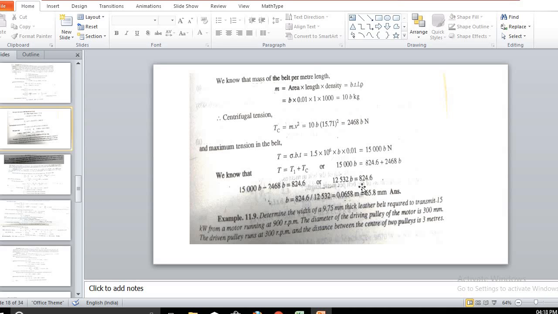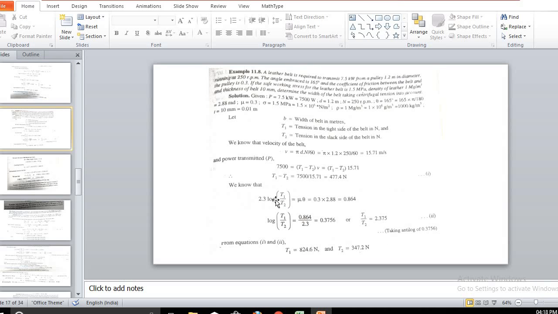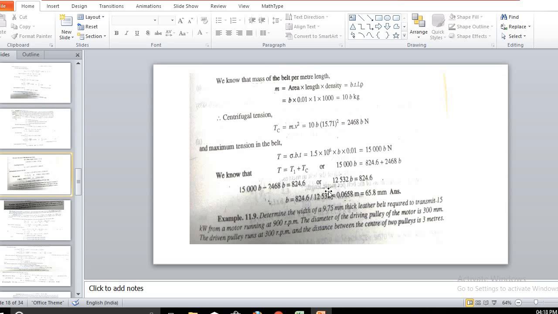So here we find out that B value. Here we use all the formulas: centrifugal tension formula, maximum tension formula, power transmitted formula, and the relation between tension and velocity. And then we find out that B value.